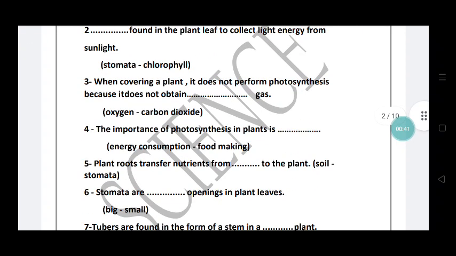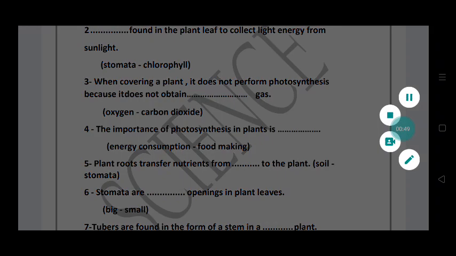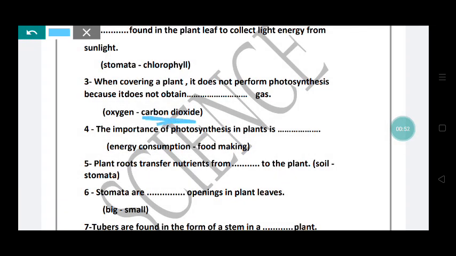Okay. When covering a plant, it doesn't perform the photosynthesis process because it doesn't obtain carbon dioxide. The importance of photosynthesis in plants is energy consumption or food making? Food making, excellent.